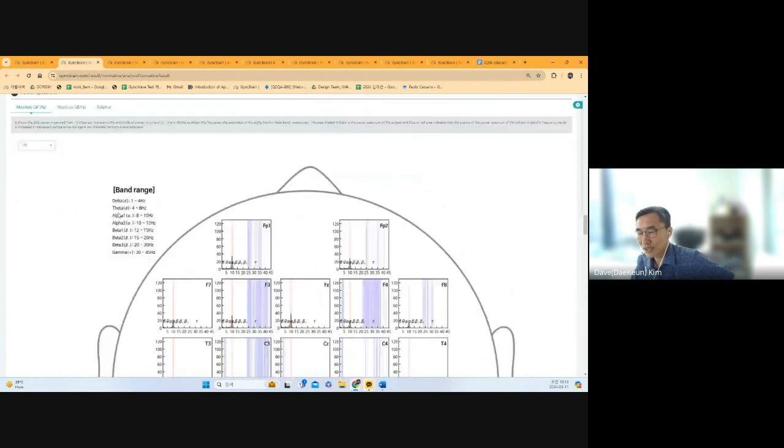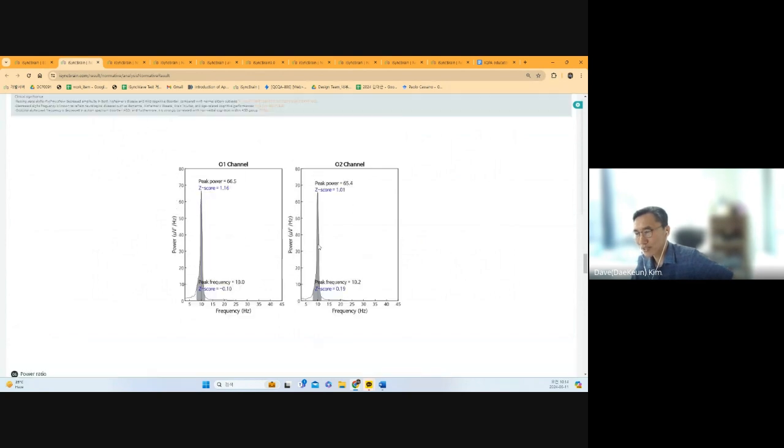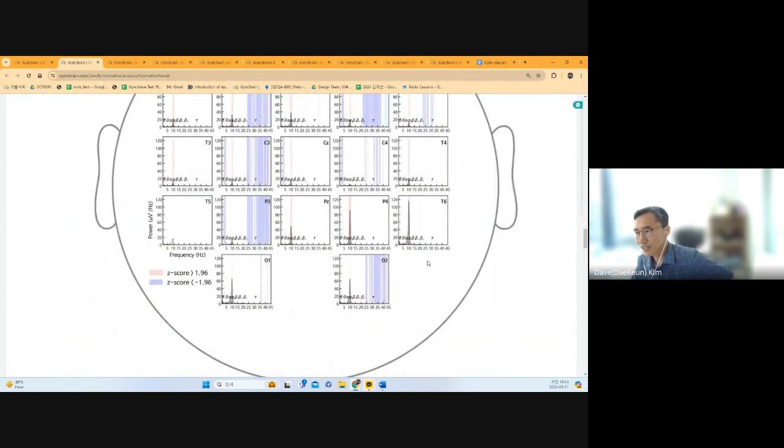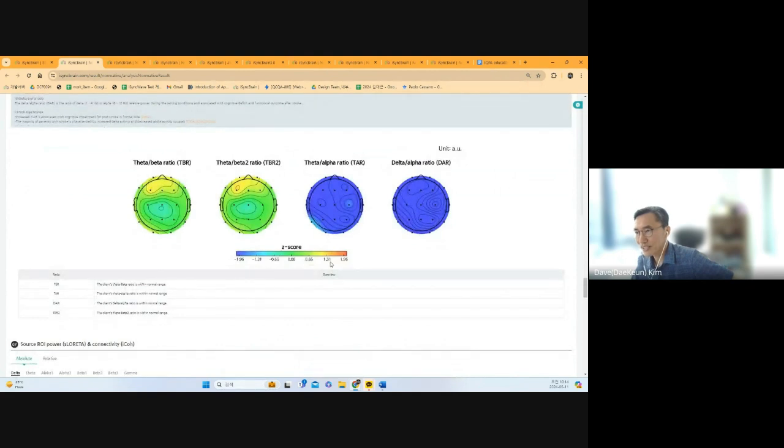And the same thing, the alpha frequency itself is quite normal in this case, but alpha excess in the frontal and temporal area, that's the problem. In this case, you can see the theta beta ratio is normal. Alpha is very high. That's why the delta alpha and theta alpha ratio is very small in the T-score.